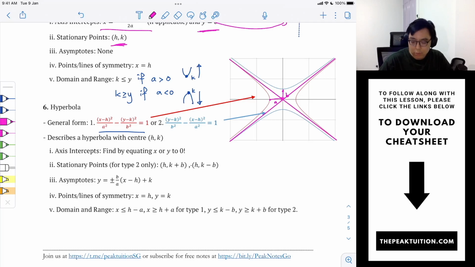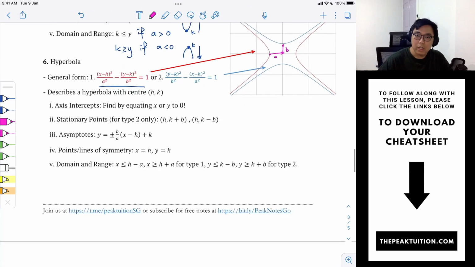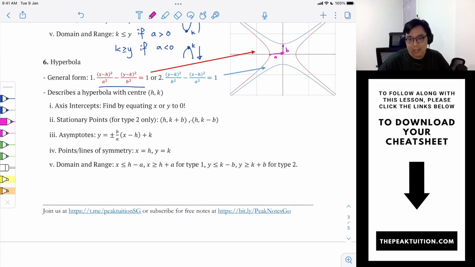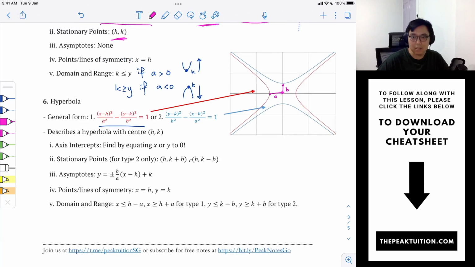Okay, there are two asymptotes that lie in it. Not very well drawn, but you get the point. Here we can still find the axis intercept by equating x or y to 0, because there are quite a few different ways you can intersect the x-axis. Either the red line intersects the x-axis, or the blue line intersects the x-axis, and it's not super straightforward. Just go and do this algebraic manipulation yourself.